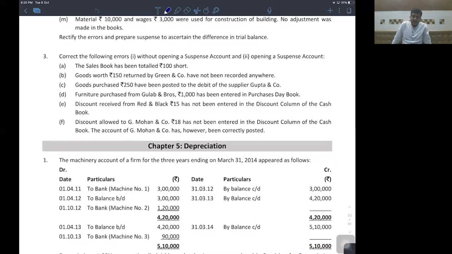Material 10,000 and wages 3,000 were used for construction of building. No adjustment was made in the books. Now the material you must have recorded by debiting purchases, and the wages you must have debited to wages account.